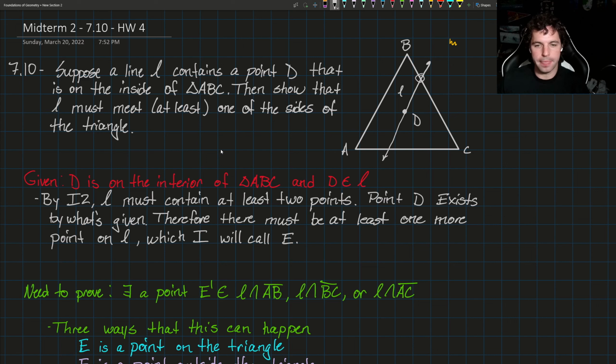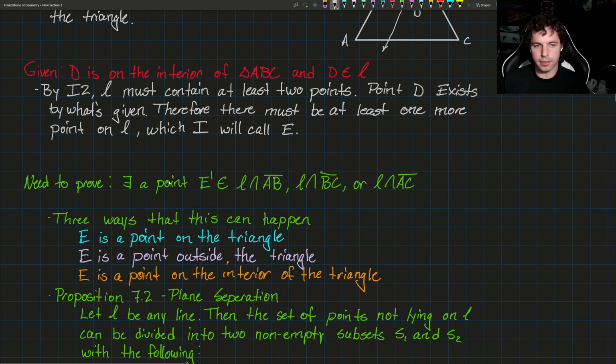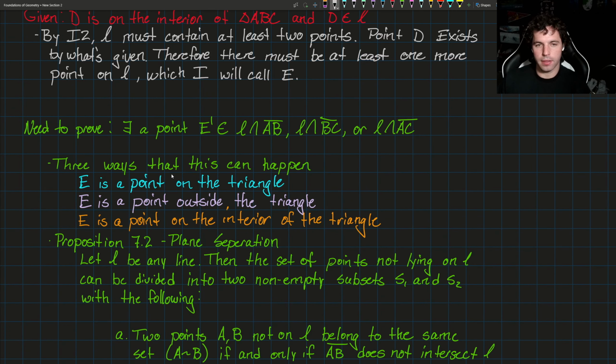Okay. Now to make this a little bit more clear, by I2, L must contain at least 2 points. So point D is one of those points, which means that there has to be another point, which we're going to call E. Okay, and that'll help us out in a little bit. So we need to prove that there exists a point E prime that's on L intersect AB, that's on L intersect BC, or that's on L intersect AC. So we just have to prove that one of these things is true.